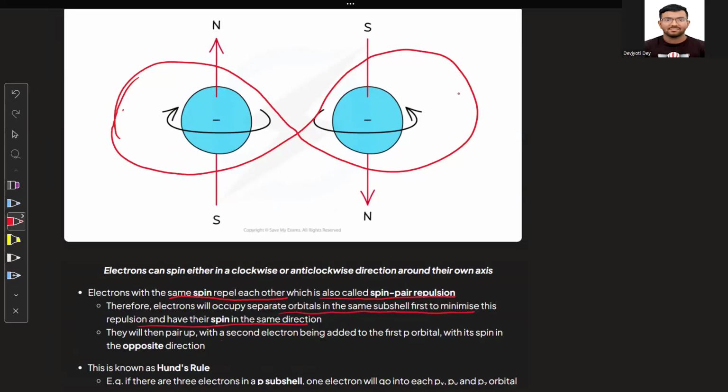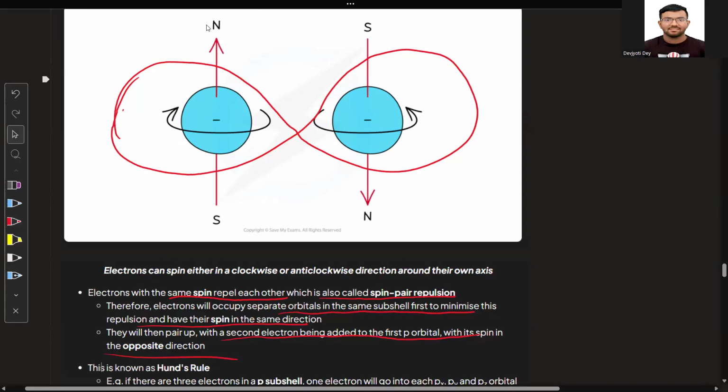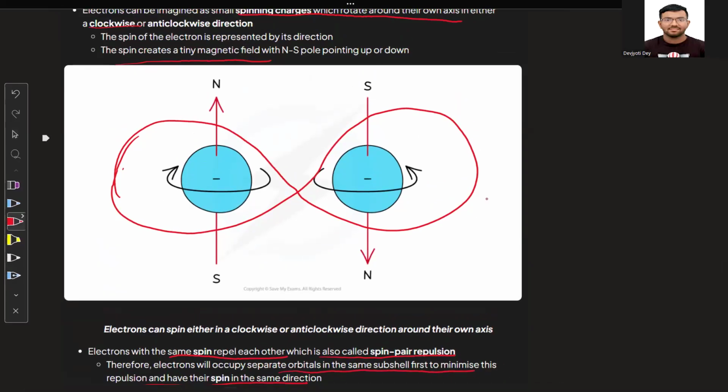They will then pair up with the second electron being added to the first p orbital with its spin in the opposite direction. So what they're trying to say is that two electrons occupying the same orbital should not have the same spin, because if they have the same spin, the magnetic field created by these spins will simply add up.